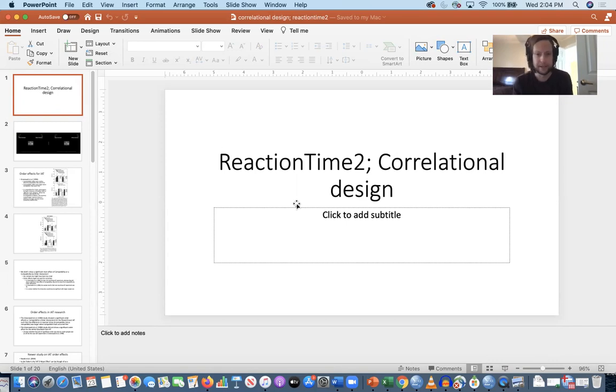That's not actually stated here. I'm going to begin class talking a little bit more about the implicit association test, and in particular order effects. Then we'll talk about reaction time 2. Then we'll talk about correlational designs.